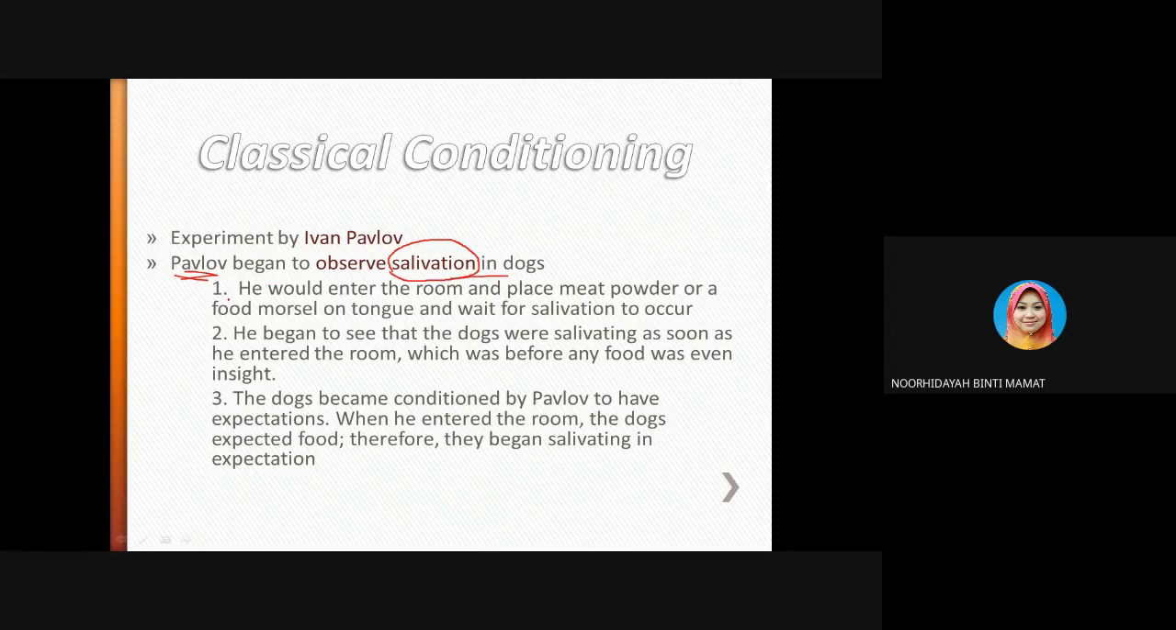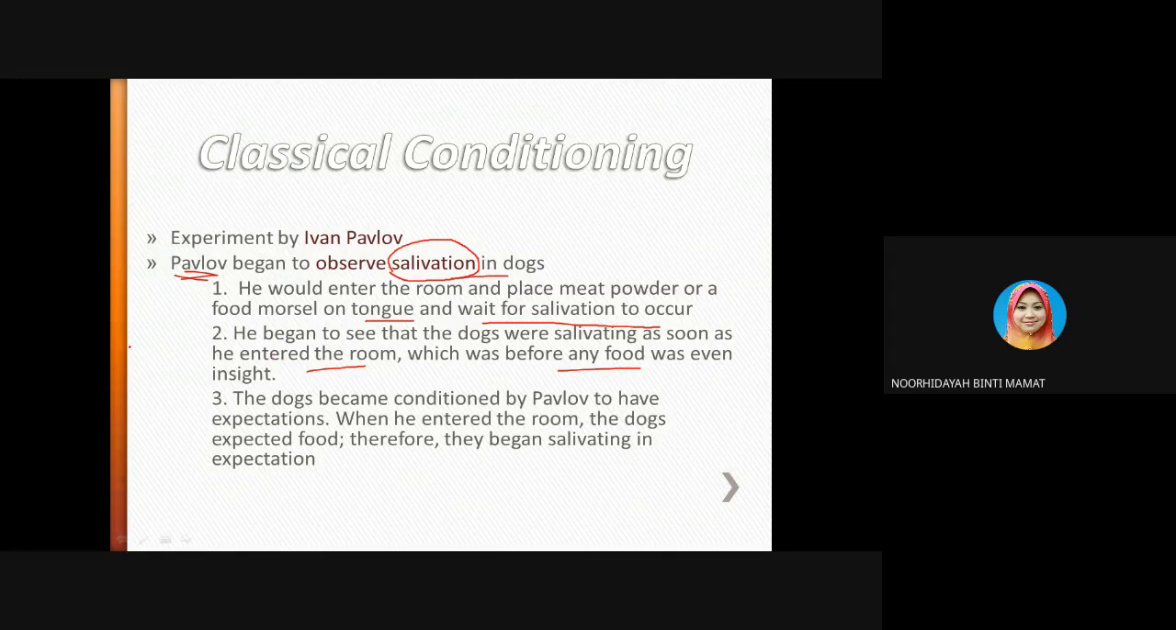Okay. So the first step he did, he would enter the room where the dogs were, and place meat powder or a food morsel on the tongue and wait for salivation to occur. And he began to see that the dogs were salivating as soon as he entered the room, which was before any food was even inside.